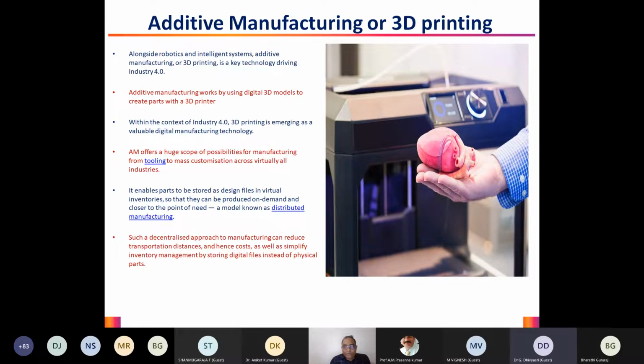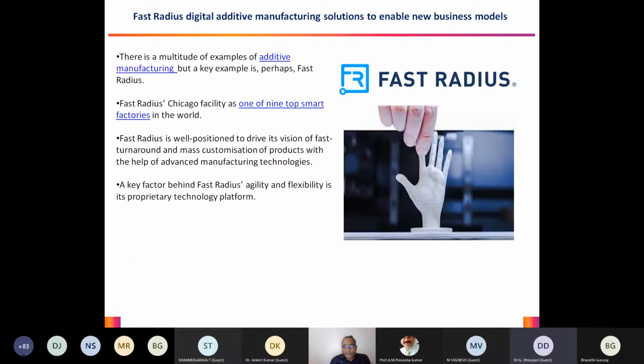One example where 3D printing is used, or a particular company that is involved in a lot of 3D printing processes, is a company called Fast Radius, right? There are many companies getting involved in 3D printing, but Fast Radius is one company which has been identified as one of the top 9 smart factories in the world, right?